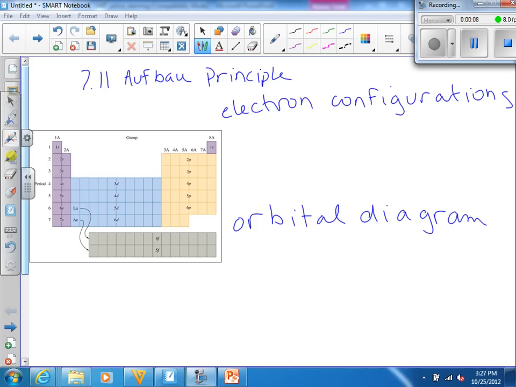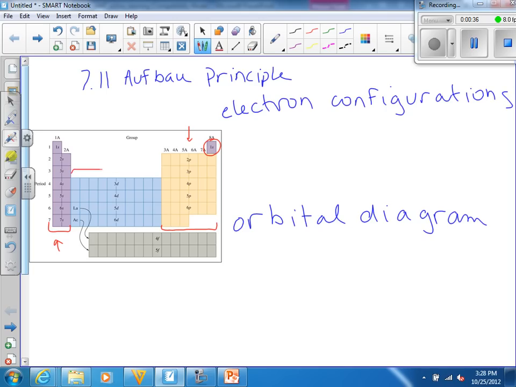So first you need to remember that the first two columns of the periodic table represent s electrons. Helium is not an s element; don't confuse that. It's just how we fill the orbital diagrams or write electron configurations. You think of the first two columns as s electrons, the last six columns as p electrons. Now careful, the little box right here is an s electron, not a p electron.